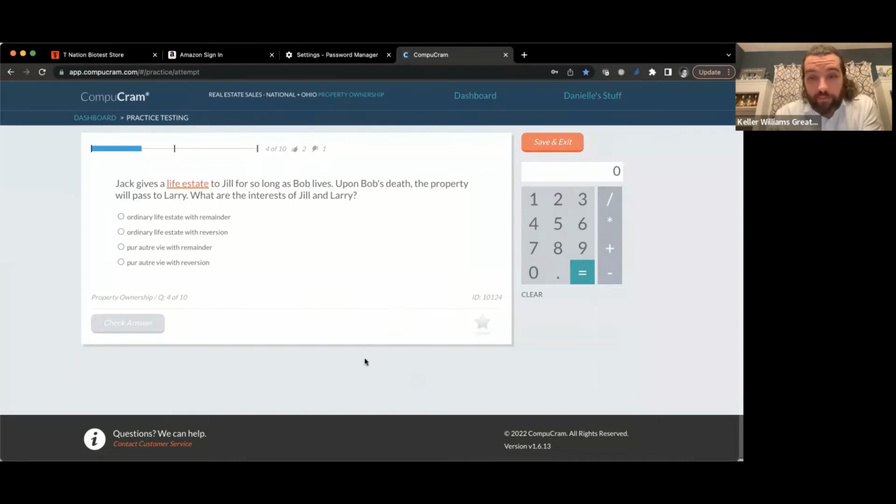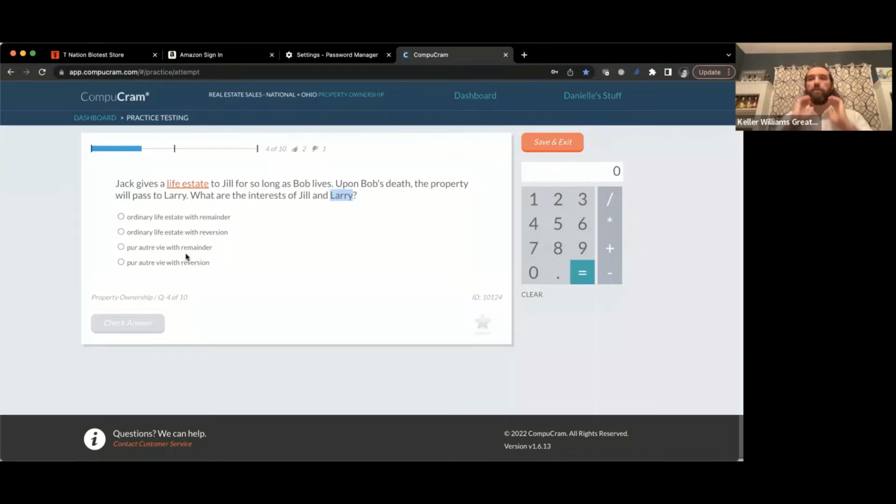All right, we got an A, a B, and a C. So let's talk through this. Larry is going to receive the property after death, and Jack's giving it. So it can't be reversion, right? It can't be a reversionary estate, because for it to be reversionary, it'd have to go back to Jack. So we know that B and D are out. So then it's A or C.